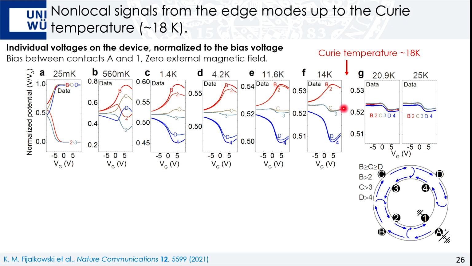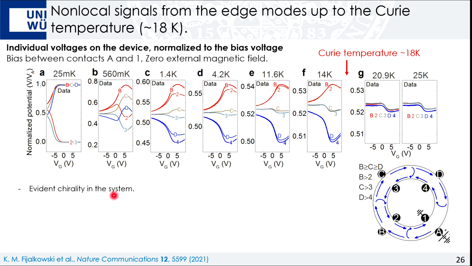We see that above Curie temperature, something abrupt happens. All the potentials are, well, equipotential. All the leads reach the same voltage, as you would expect, because above Curie temperature, you would not expect to see any chiral edge transport anymore. And below that temperature, we see some quite interesting non-local signals.